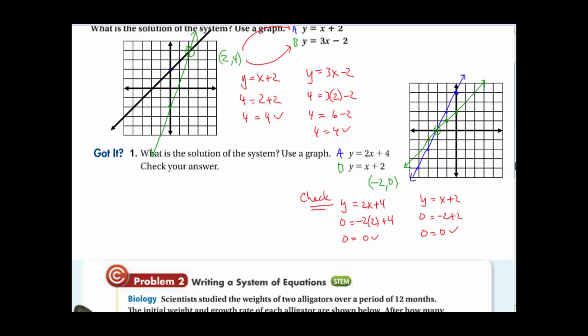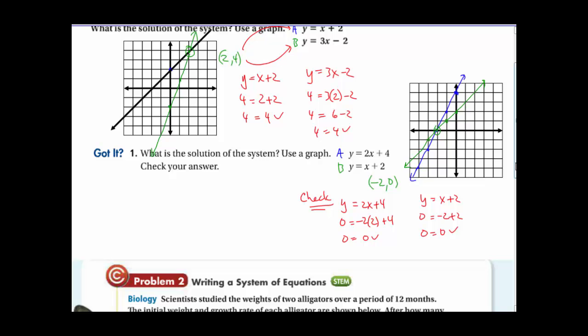Welcome back. If you notice, by graphing both equations, you should have an intersection at (-2, 0). If we check, make sure you do show that check. We get 0 equal to 0 and 0 equal to 0. So yes, (-2, 0) is a solution.